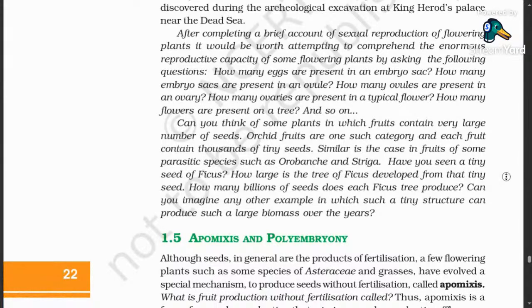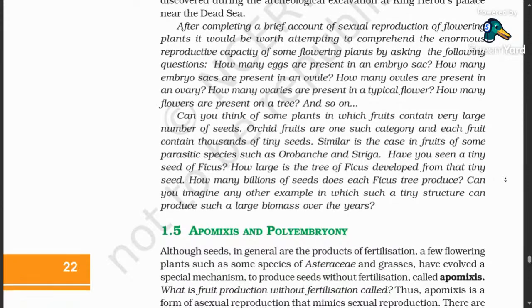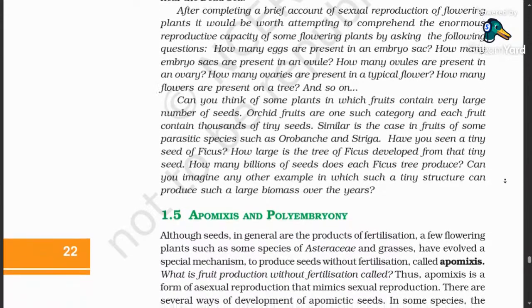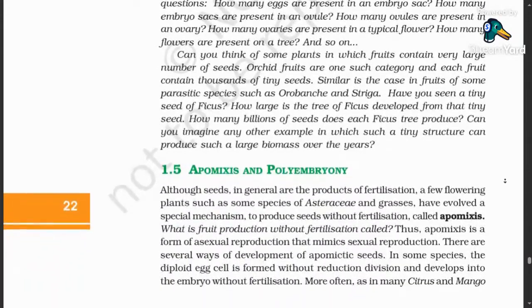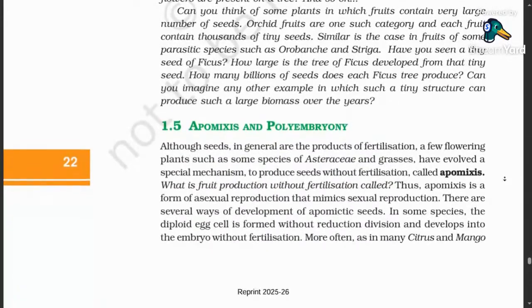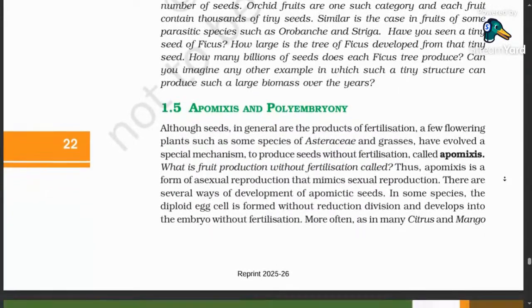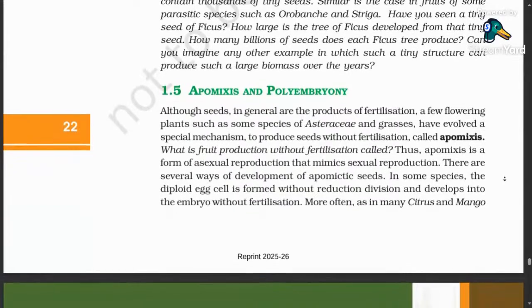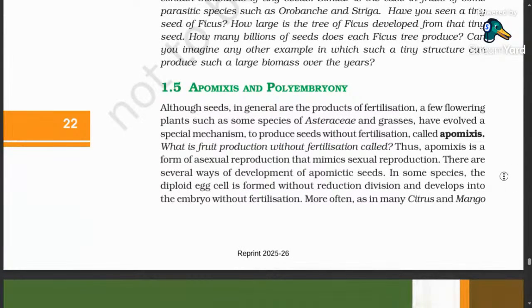Orchid fruits are one such category, and each fruit contains thousands of tiny seeds. Similar is the case with fruits of some parasitic species such as Orobanche and Striga. Have you seen a tiny seed of Ficus? How large is the tree of Ficus developed from that tiny seed? How many billions of seeds does each Ficus tree produce? Can you imagine any other example in which such a tiny structure can produce such a large biomass over the years?